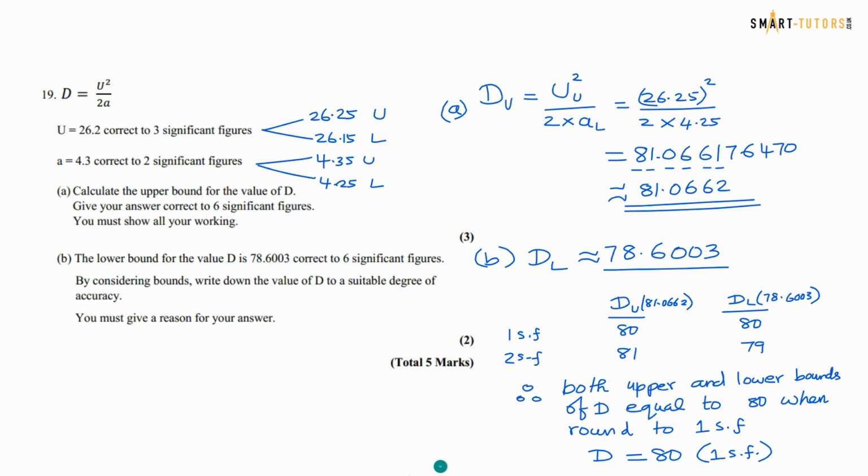Calculate the upper bound for the value of d. So d's upper bound is u's upper bound over a's lower bound. So u's upper bound is 26.25, the whole thing squared, over 2 times 4.25, because a's lower bound is 4.25. If you press the calculator, you end up with 81.0661, and they ask you to round up to 6 significant figures, 81.0662.